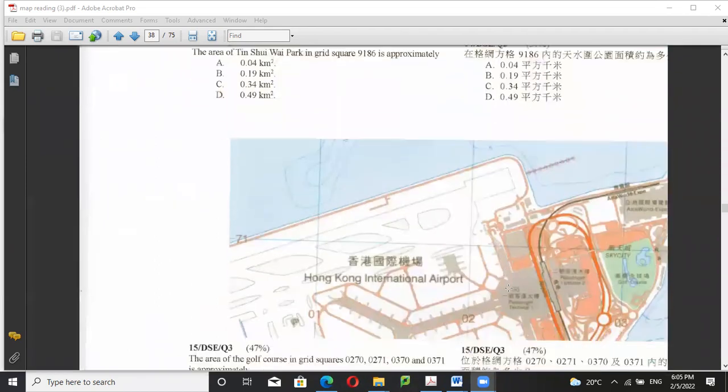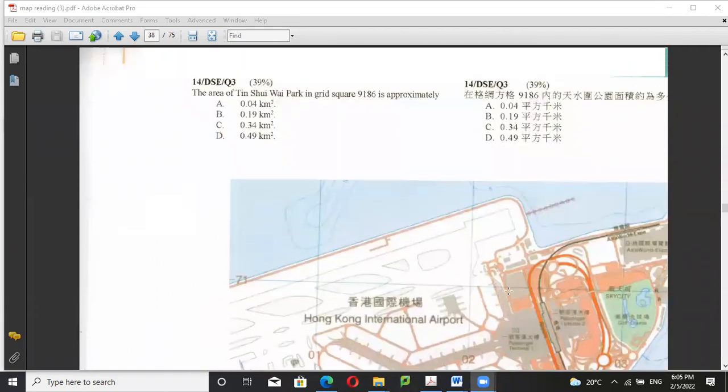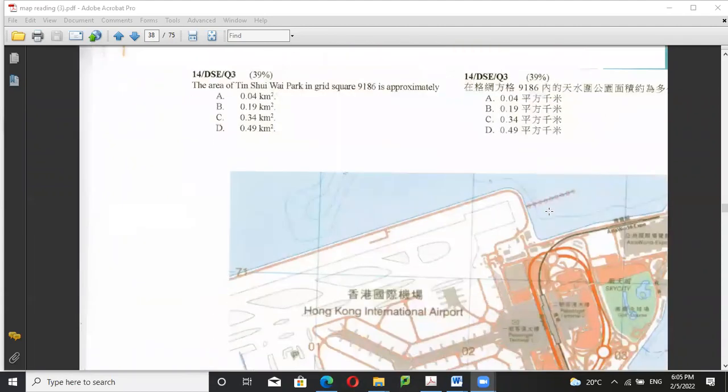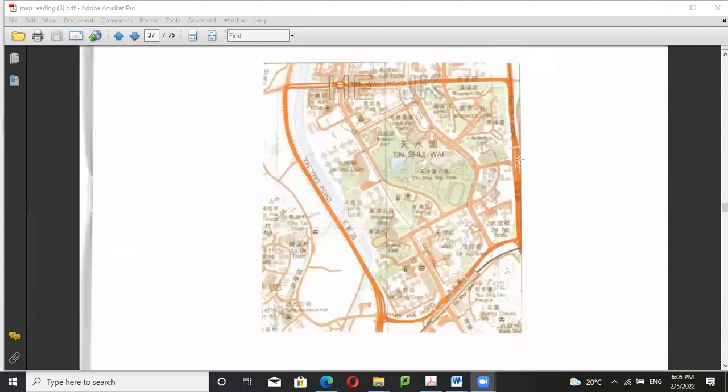Next. Wow, this one is very tricky. It's talking about the 91x6, the square of the Tin Shui Wai Park. Don't include this one. This one is excluded, because this one is the residential area. What we are going to calculate is just right here.